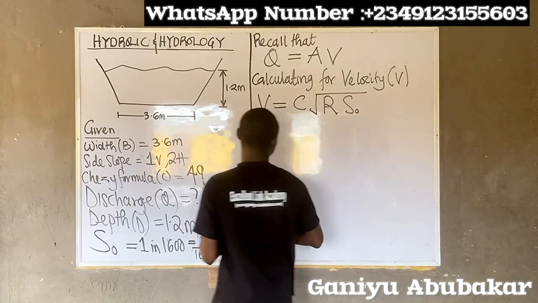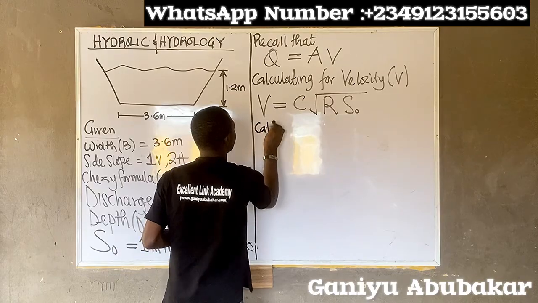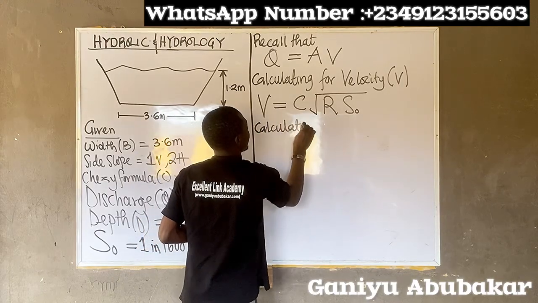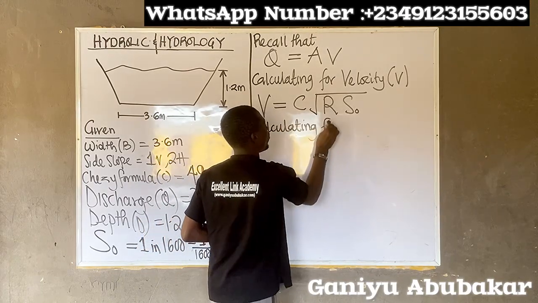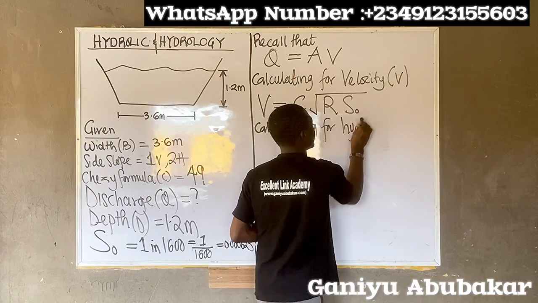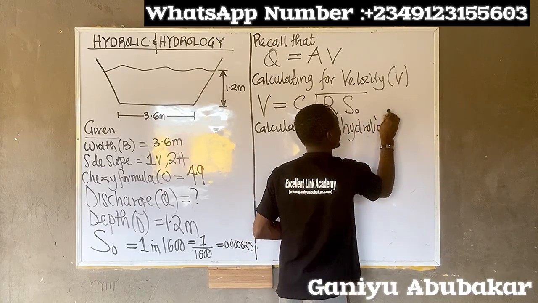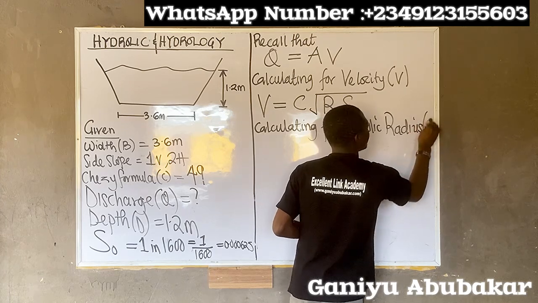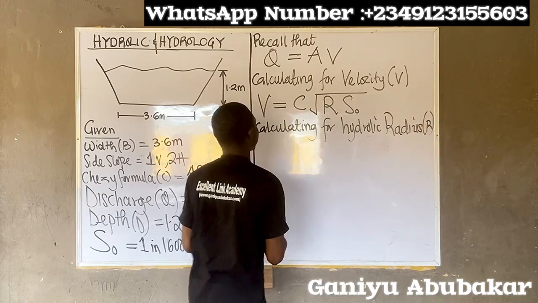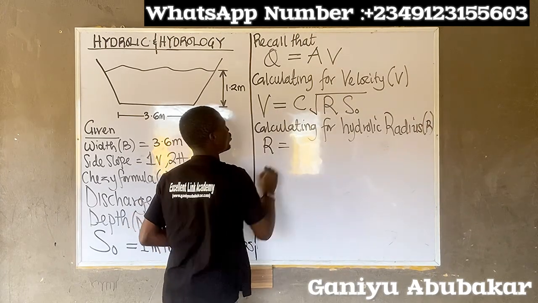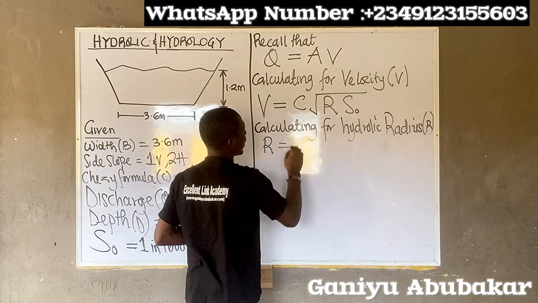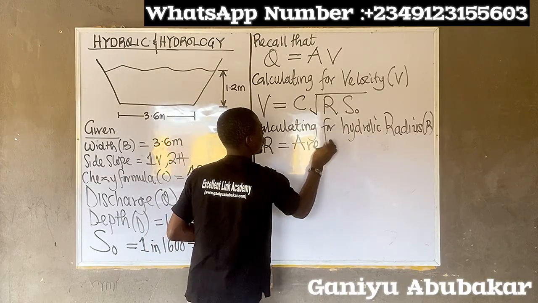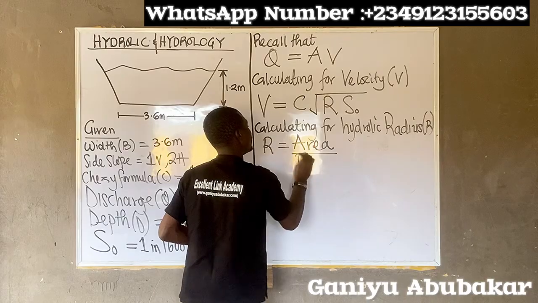So our first priority now is to get the value of R. So calculating for the hydraulic radius, R. What do we know? We said R is equal to the ratio of the wetted area over the wetted perimeter.